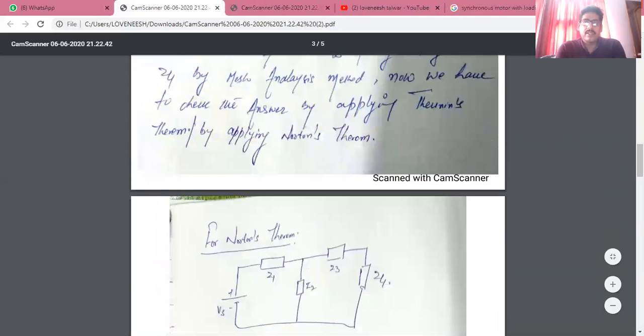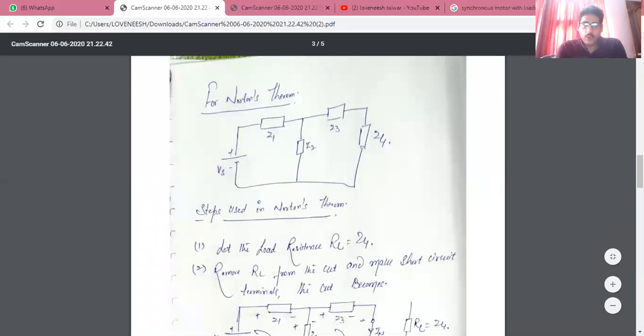Now what does Norton say? For Norton's theorem, again we refer to that circuit, and we follow a certain SOP, or the various steps behind Norton's theorem. Under that, your number 1 point will be: let us consider the load resistance RL from which the current is to be calculated. Here we are treating the load resistance RL as equal to Z4. So your first point will be: let the load resistance RL equal Z4.